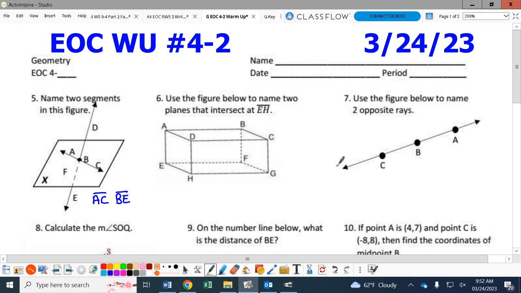I'll be honest with you, on the last test, one of the worst things was the naming problems. Naming the angles, naming the arcs. Those were missed more than any of the hard problems. So that's definitely a concern for me. That's why there's a couple of these on here.